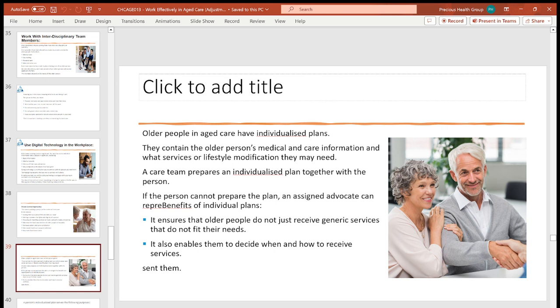Older people in aged care have individual plans, which can contain the older person's medical and care information and what services or lifestyle modifications they expect from us. So, as a care worker, we should familiarize ourselves with this as much as we can. And if a person cannot prepare, and when this particular care plan needs to be developed, the person involved also needs to be part of it. But in case they don't have the capacity to be part of it, then we should engage their trustee or the person that is representing them.